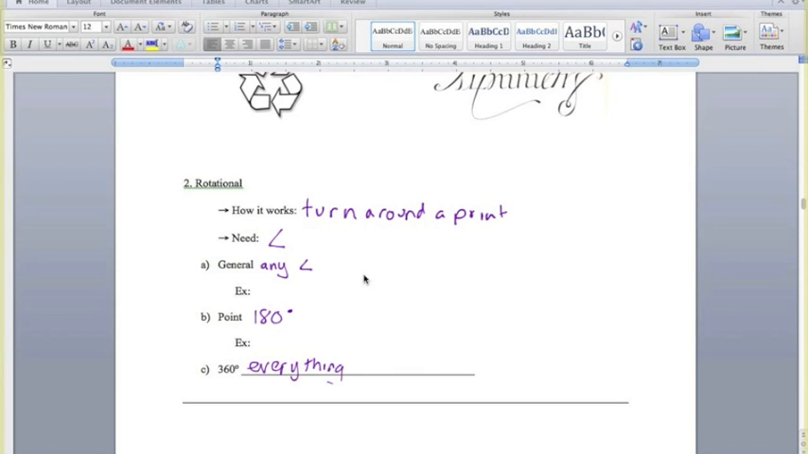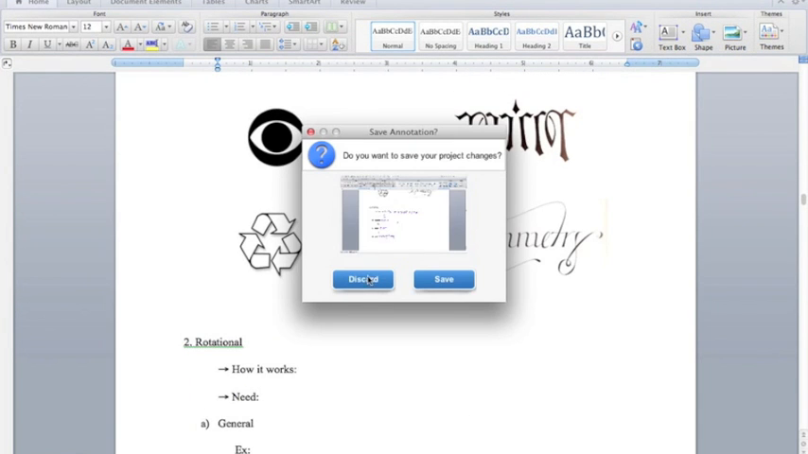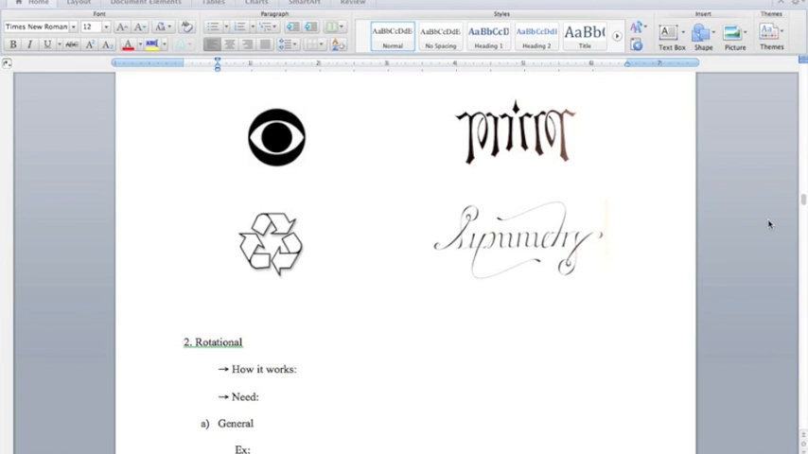But general rotation is I turn some amount of degrees, and it lands back where it started, or looks like how it started. And a point symmetry is if I turn specifically 180 degrees. So when we look at our original examples, we'll start with point symmetry: which one of these has 180-degree rotational symmetry? That if I put a point right in the middle of it and I turn it around halfway, it's going to look exactly the same.